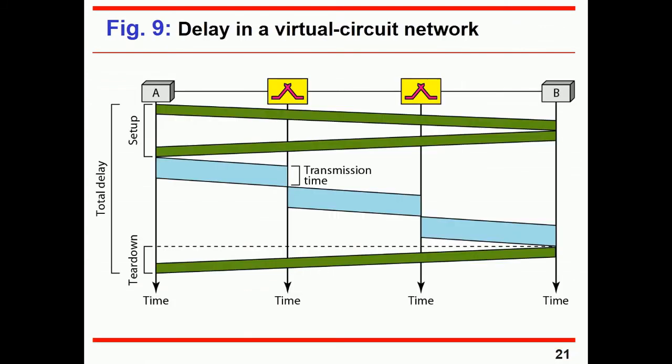This is the delay in the virtual circuit network. Some connection setup, and after connection setup, data is transmitted. So some transmission time will be required from one node to another node for data transmission, and after that the connection disconnection request, that is tear down, is shown here. So all these delays are summed and the total delay can be calculated in this way.